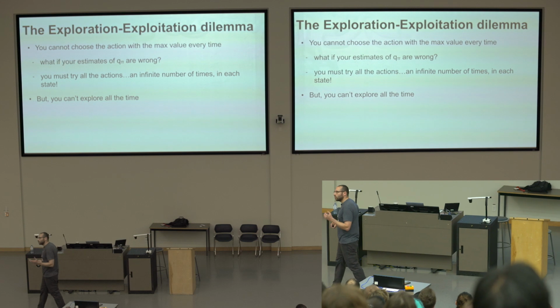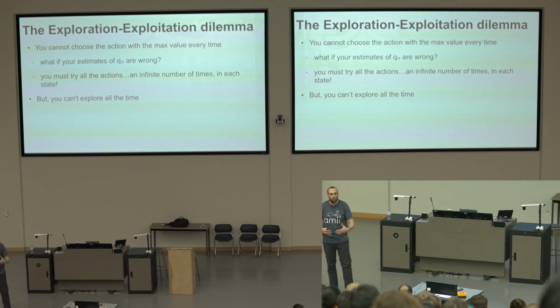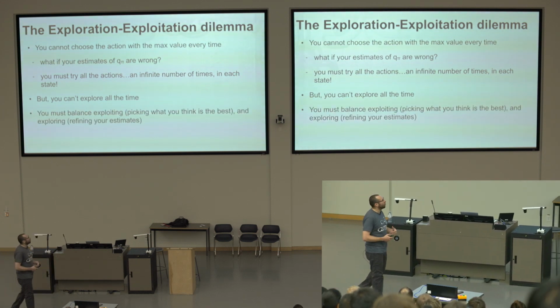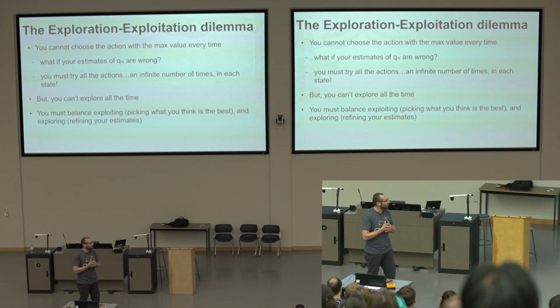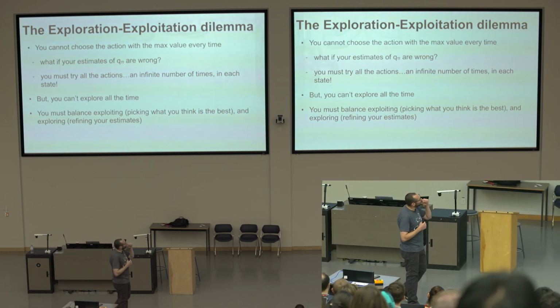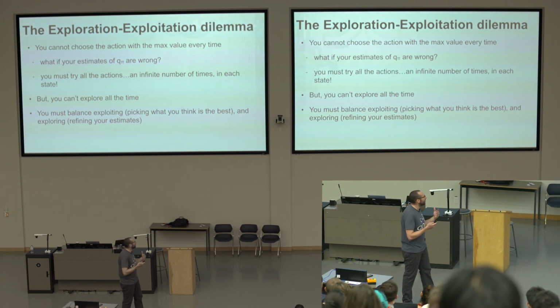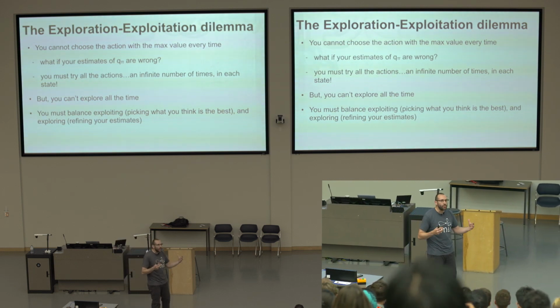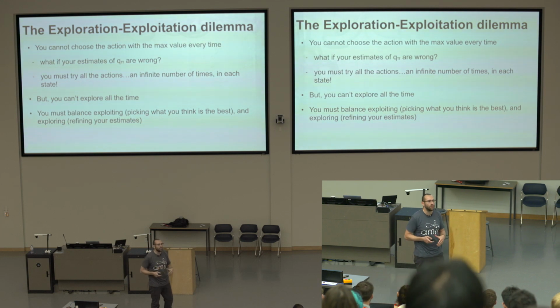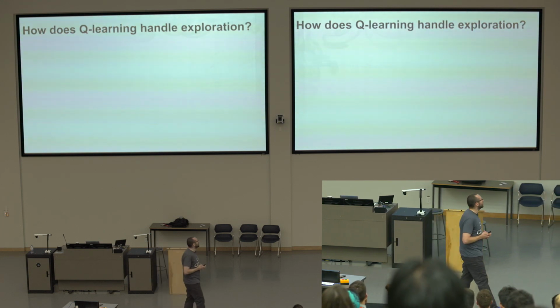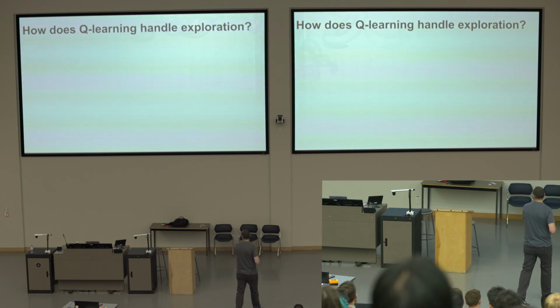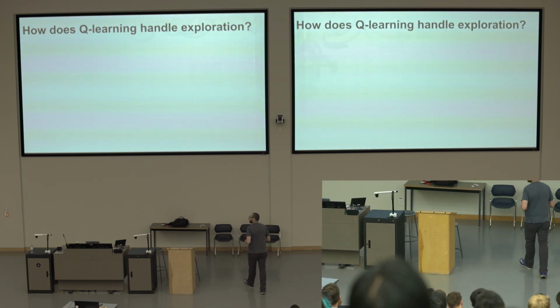But you also can't explore forever, right? We care about getting reward now. So we have to balance exploiting, picking what we think is the best, with exploring, which is trying to update our understanding of the world, trying to figure out which actions are best. And we have to do this in every single state that we could possibly be in. So how does Q-learning do this? Anyone have an idea?